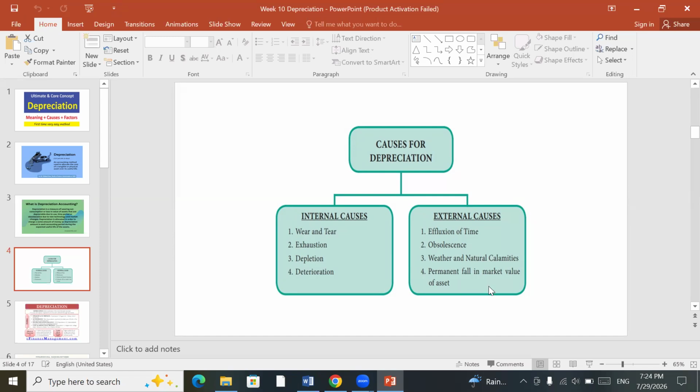Another is permanent fall in market value of asset. Day by day the market falls, or the price of an asset falls day by day. This is called market value fall of asset depreciation. This kind of depreciation is called external causes of depreciation. So there are two angles of depreciation. Number one, internal causes. Number two, external causes.